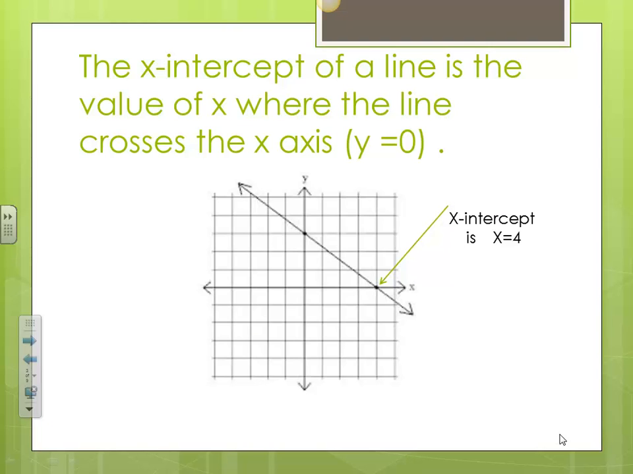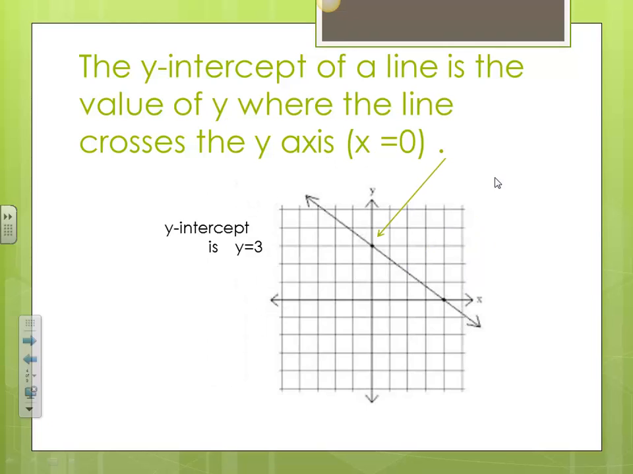All right, the x-intercept of a line is the value of x where the line crosses the x-axis. You can see I have an arrow pointing to the x-intercept. If I count that, x is at 4. So the x-intercept is 4.